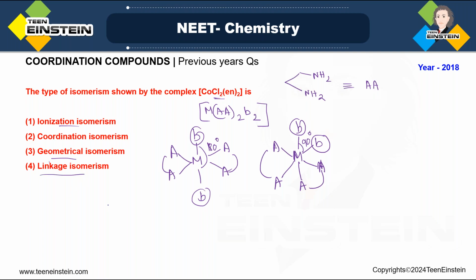Linkage isomerism is also not possible, because linkage isomerism is observed, suppose, when we have NO2 as a ligand. If NO2 is binding through the oxygen side, that is one possibility. If it is binding to nitrogen, that is another possibility. But that possibility is not here, because linkage isomerism is possible only with some specific ligands where two donating sites are there, but these types of ligands are not given. So that is also not the correct option. Geometrical isomerism is the correct option.